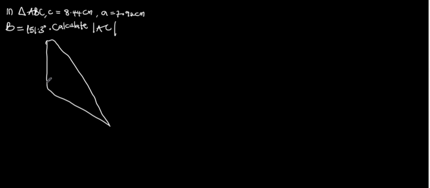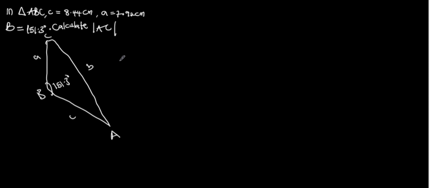So this is a triangle. This is angle B, which is an obtuse angle. We have the obtuse angle 151.3 degrees. If this is angle A, this is angle C. So if this is angle B, then this is side B, the side opposite it. If this is angle A, then this is side A. This is angle C, this is side C. Now, side AC is side B. That's side AC. So what we are asked to calculate is side B.